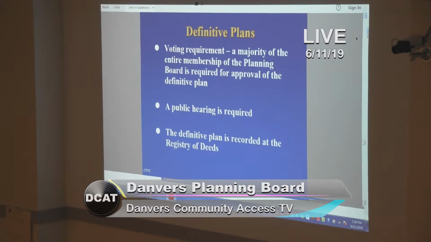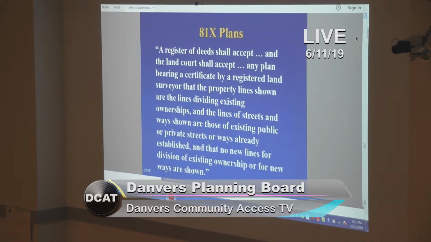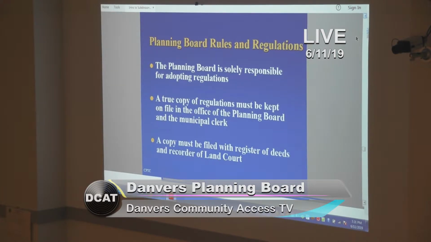So unlike, I assume under the zoning bylaw, the planning board is special permit granting authority on certain things. Unlike that, which requires a supermajority of the board, simple majority is required for approval of an A&R plan or a definitive plan. It does require a public hearing, as does any amendment of your rules and regulations for subdivision. Rules and regulations for zoning do not require a public hearing. And then the definitive plan has to get recorded. 81X plans aren't really something that the planning board has to worry too much about generally.